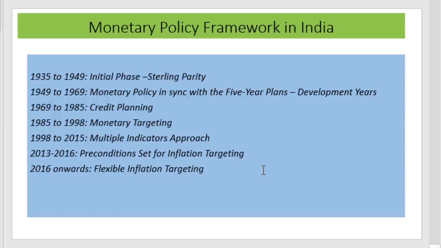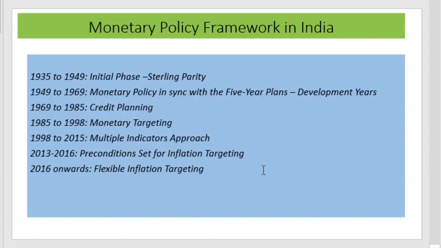Various studies show that the phases of monetary policy can be divided into 7 phases. That is especially the studies by Deepak Mohanty and Shri Shaktikanta Das, who have divided the monetary policy in India into 7 phases. The initial phase is 1935 to 1949, and the second phase starts with 49 to 69. That is, it is in tune with the 5-year plans, or it is known as development years.